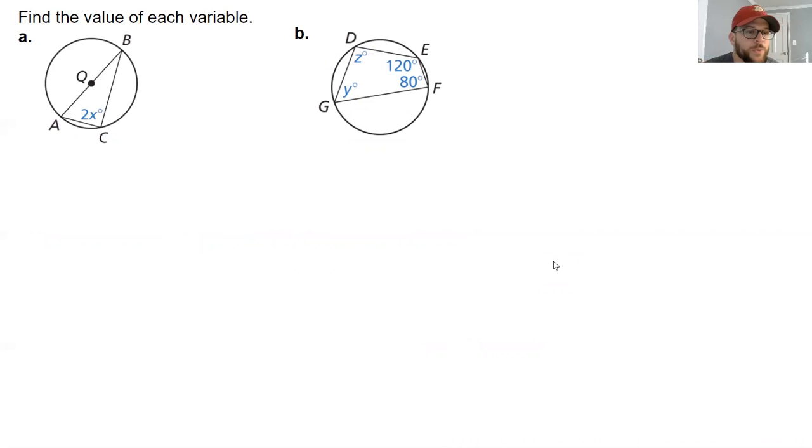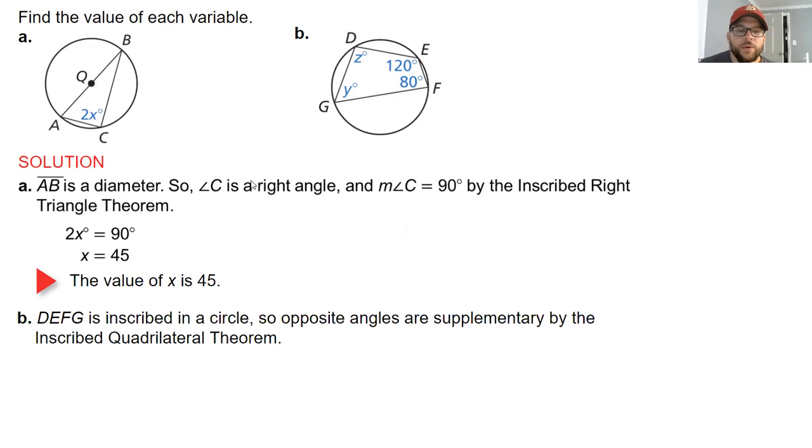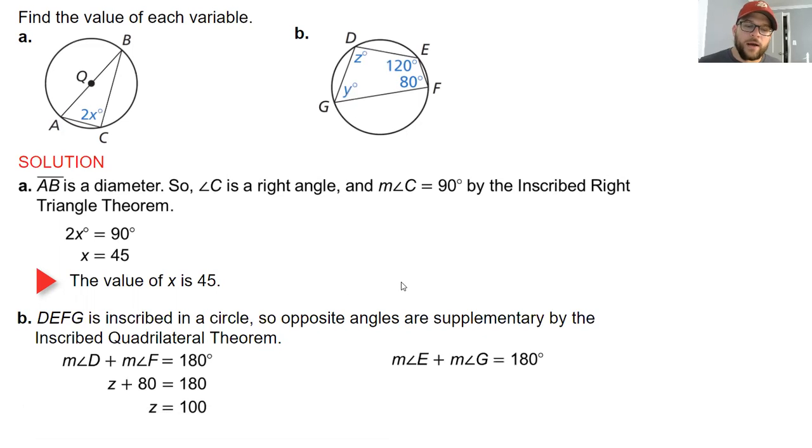We're going to find the value of each one of these variables using these inscribed polygons. This is 2x. We know that AB is a diameter because it passes through the center. So this 2x represents a right angle. 2x is equal to 90, divide by 2, x is 45. Now for part B, using the quadrilateral, we know that all of the opposite inscribed angles have to be supplementary. So z plus 80 has to equal 180, and y plus 120 has to equal 180. Subtract 80 on both sides to get z equals 100. Then for y and 120, subtract 120 on both sides to get y equals 60.